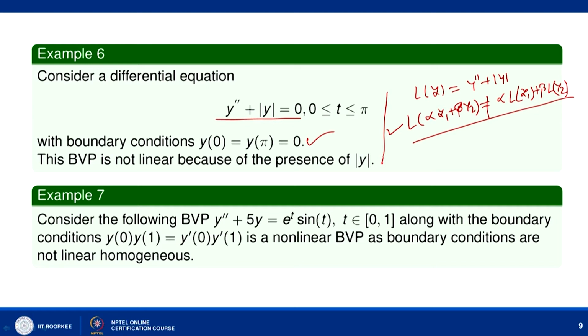Now, look at the next example. Here the boundary value problem is y'' + 5y = e^t sin t. T is again in some interval, let us say 0 to 1, along with the boundary condition y(0) y(1) = y'(0) = y'(1). So, here if you look, your boundary conditions are not linear. So, we simply say that the differential equation is linear, but the boundary condition is not linear. So, we again call this a nonlinear boundary value problem.